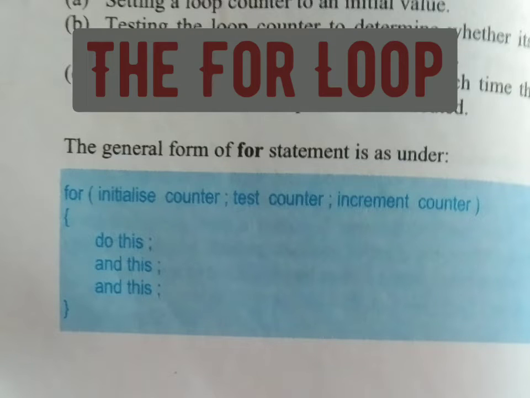In order to illustrate the for loop, let us write a C program to print the multiplication table of the number entered by the user. The table should get displayed in the following form. For example, if we want to print the multiplication table of 29, it should get printed as 29 into 1 equal to 29. Then in the next line, 29 into 2 equal to 58. Then in the next line, 29 into 3 equal to 87, and so on.